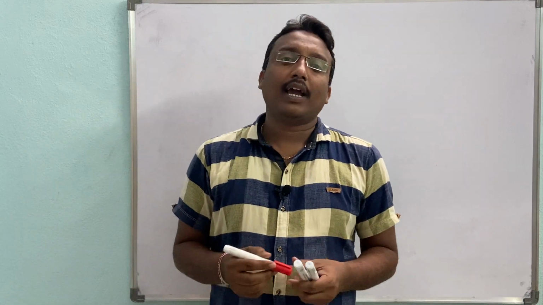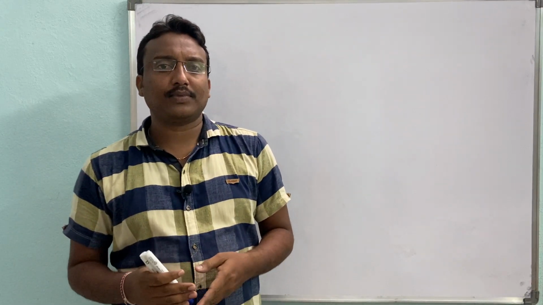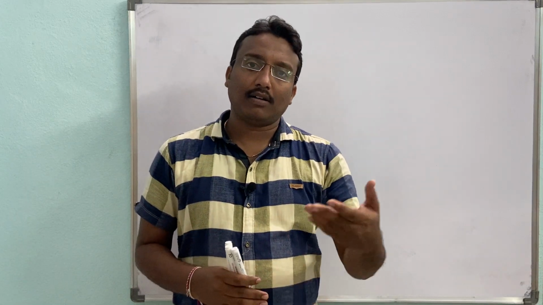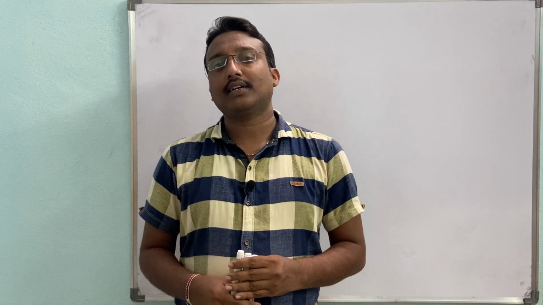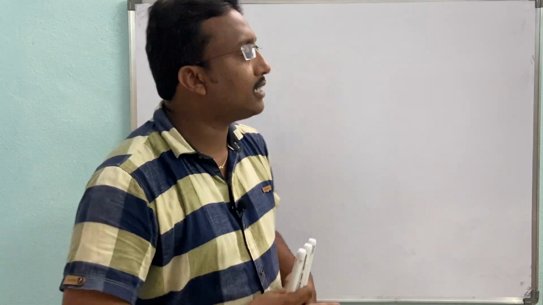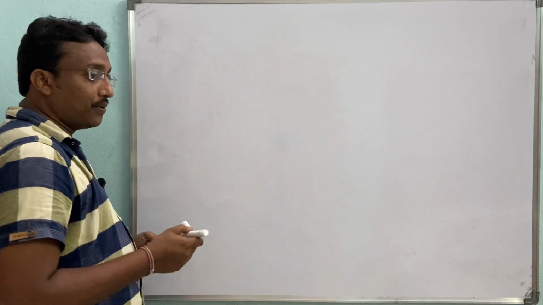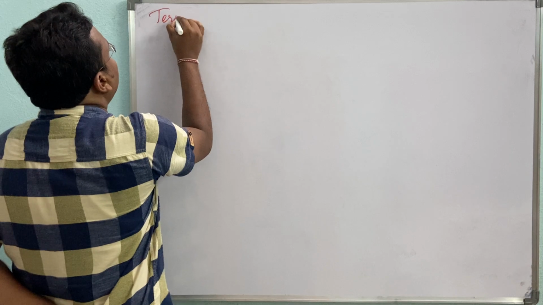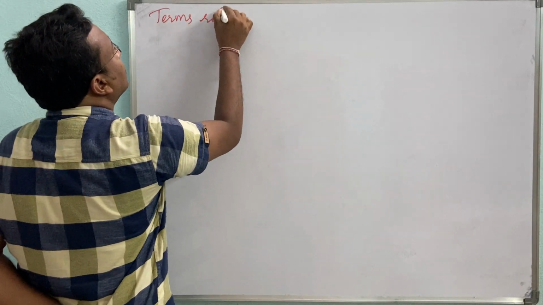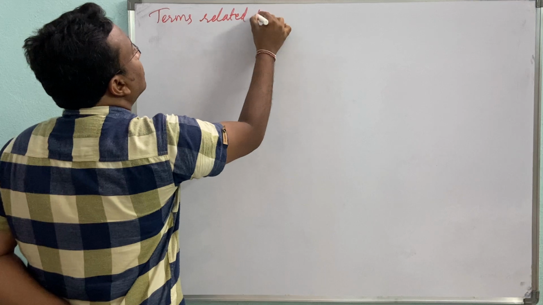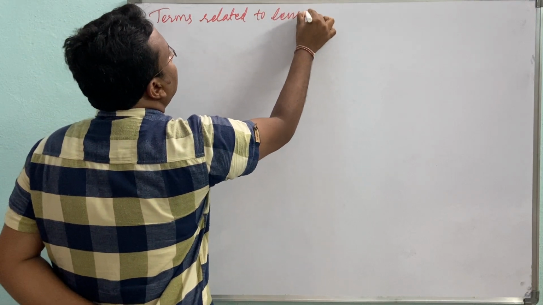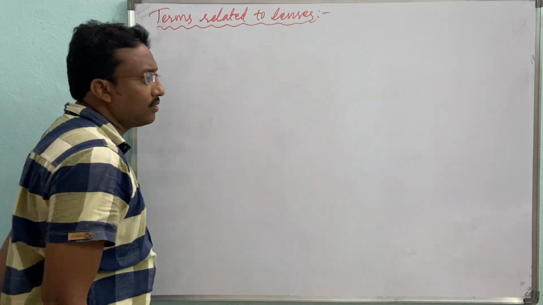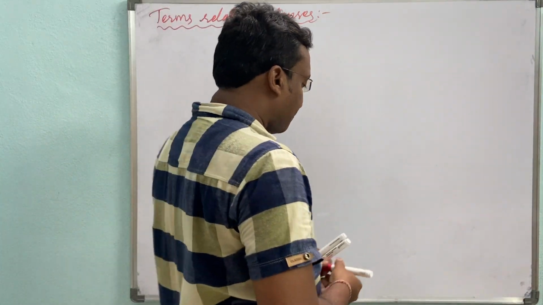Hello everyone. In our last class, we discussed types of lenses and the convergent action of the biconvex lens and the divergent action of the concave lens, right? Here we are going to discuss terms related to lenses. Lenses means both the convex lens and the concave lens, for both the lenses, right?